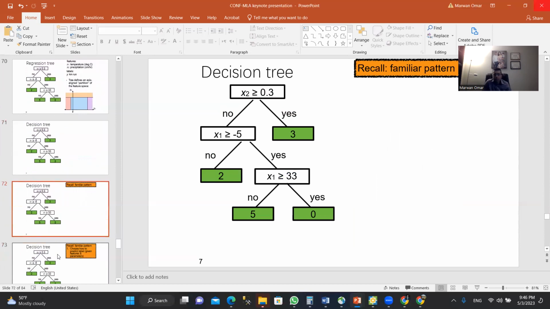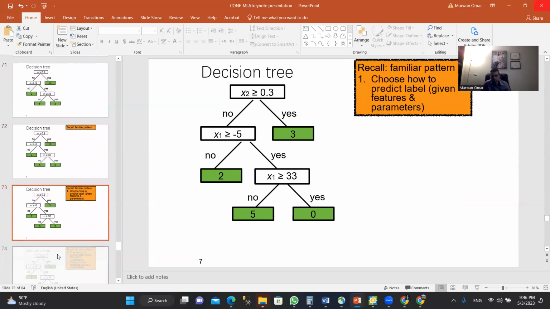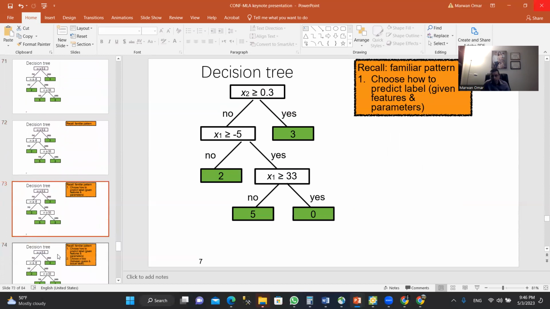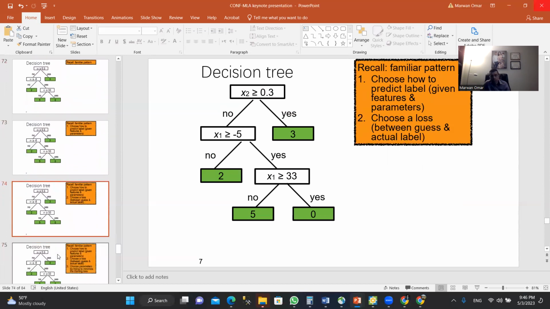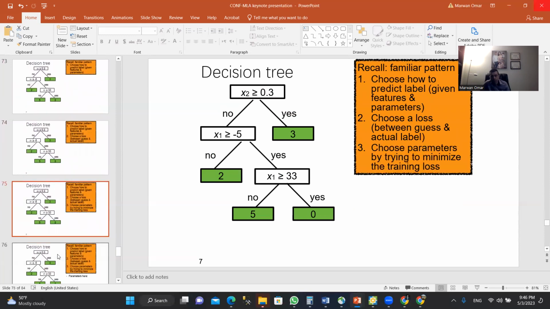So we have some familiar patterns that we can see here. We choose how to predict the label given features or parameters. So the parameters are x1 and x2, which are the temperature and the precipitation, and these are called features as well. So we choose a loss between the guess and the actual label. We choose parameters by trying to minimize the training loss. So in machine learning in general, we always try to minimize the training loss.